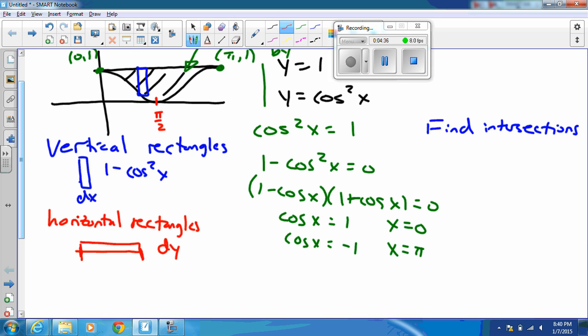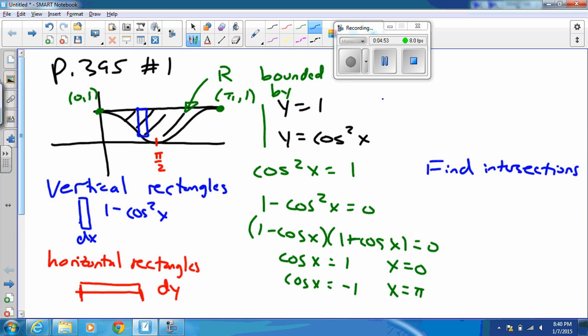Here in this particular case, it's not very convenient to do horizontal rectangles, so I'm actually going to postpone showing how that works out until the next problem. Here, it's pretty obvious that we want to do vertical rectangles, and the reason for that is simple. Both of my curves are given to me as functions of x. And because both my curves are given as functions of x, it is natural for me to want to work in the x variable. And in order to do that, I have to have a width of dx, which means I need to use vertical rectangles.